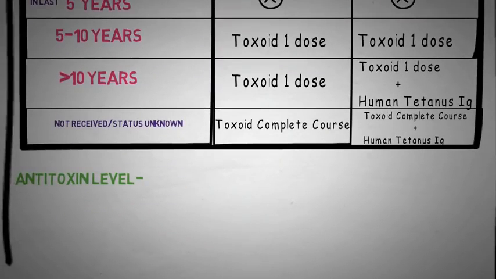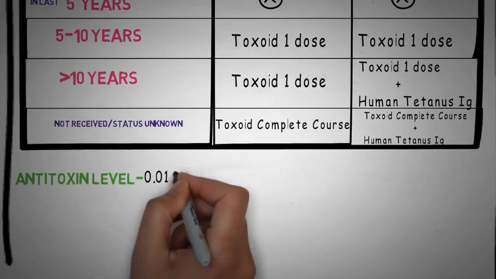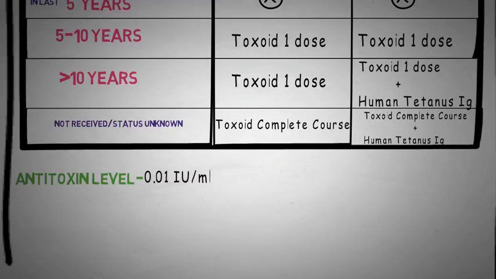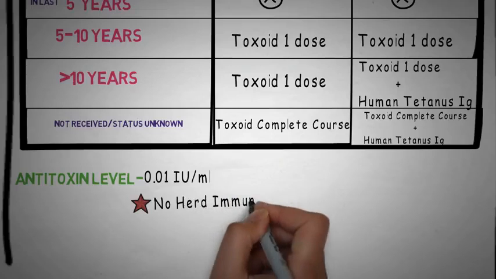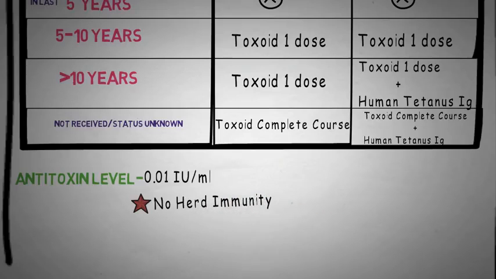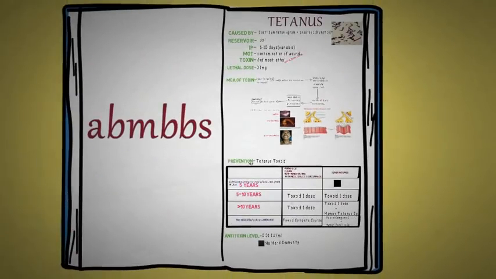and toxoid complete course along with human tetanus immunoglobulin needs to be given in the second case. Finally, what is the minimum antitoxin level needed to be present in our body to prevent tetanus? It is 0.1 international units per ml. Lastly, remember there is no herd immunity in tetanus. That is, immunization of one person does not prevent infection in another person.